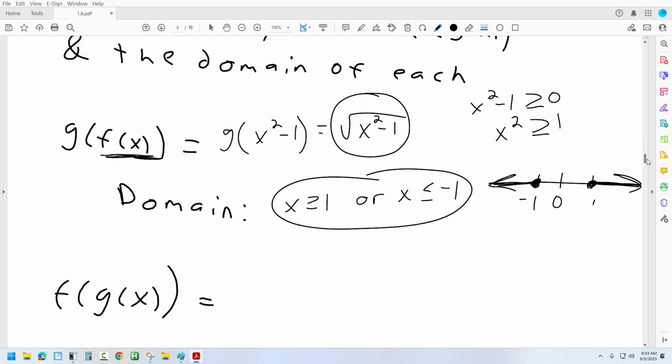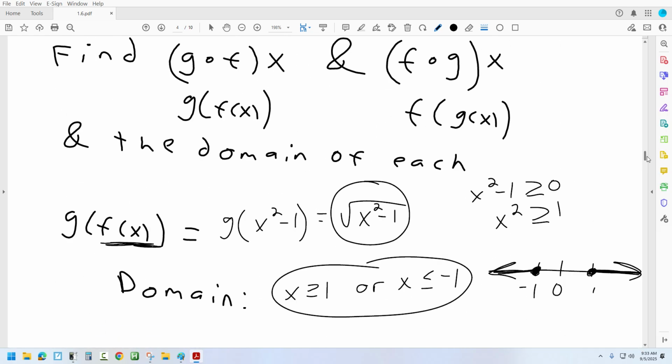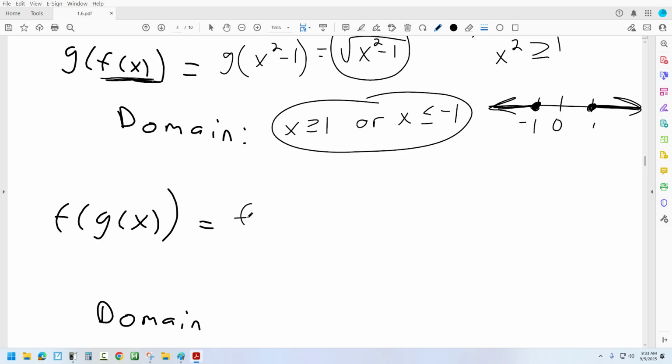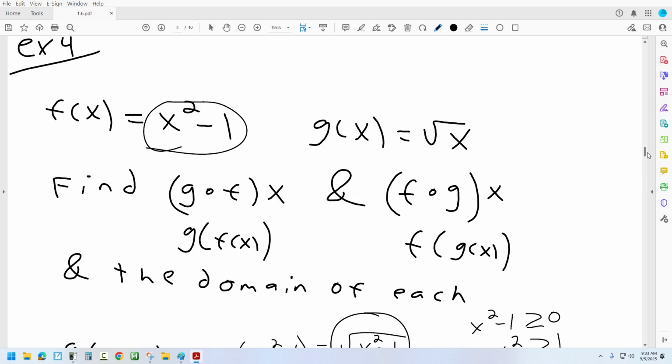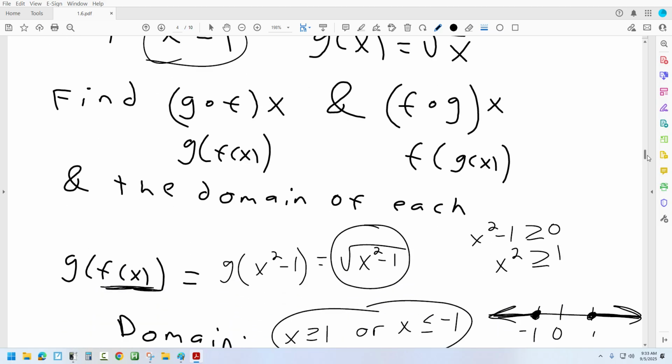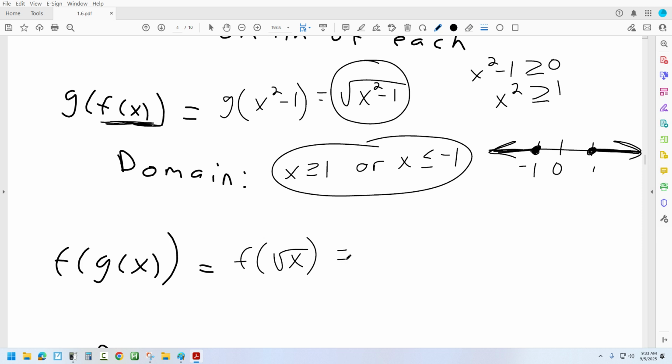Right, let's try f of g of x. So g of x is the square root of x. And now fill in the square root of x into function f. So x squared minus 1. Change the x to square root of x. That's basically your template, that's the function f. Now fill in what they want: square root of x. Okay. What do we get when we simplify that? X minus 1.